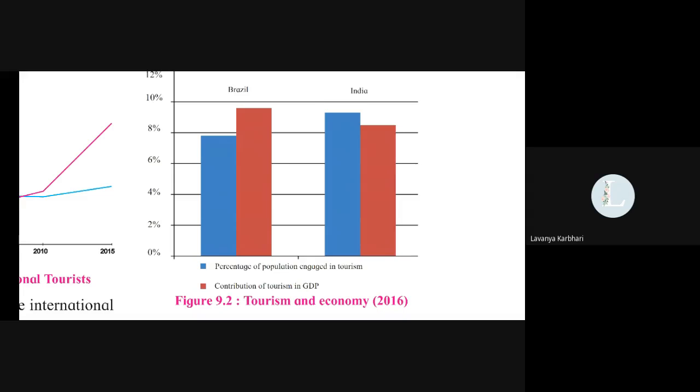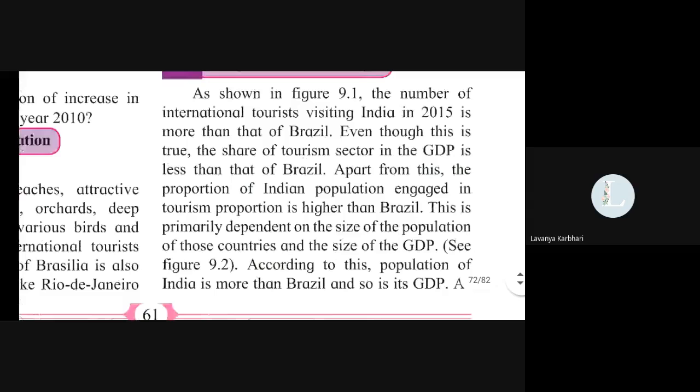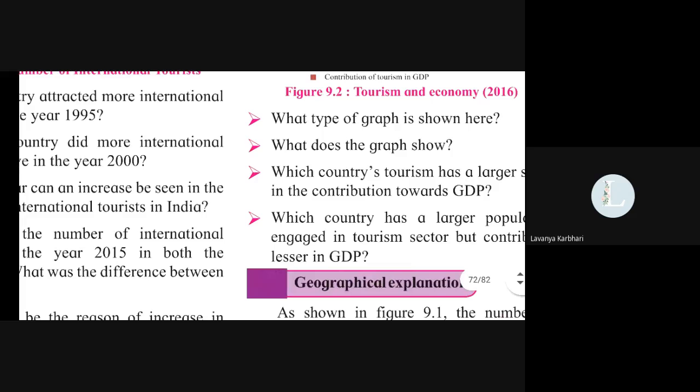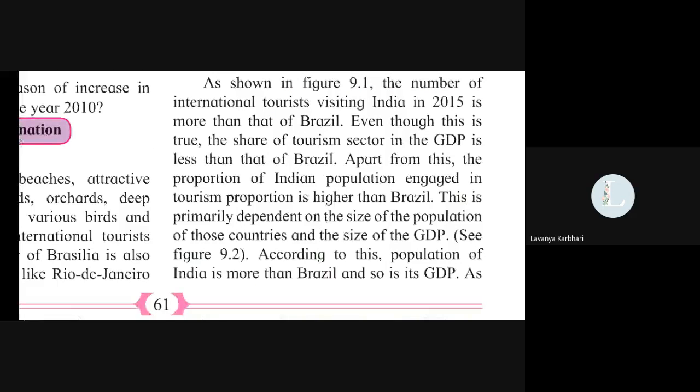As shown in figure 9.1, the number of international tourists visiting India in 2015 is more than that of Brazil. Obviously we have seen this graph. For 2015, India has a higher number of tourists than Brazil. Even though this is true, the share of the tourism sector in GDP is less than that of Brazil.